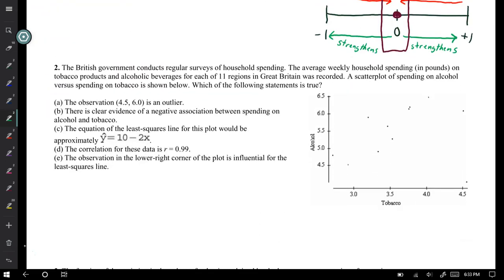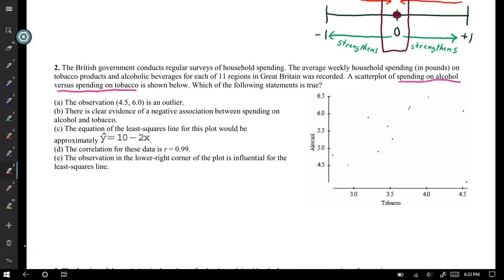Now look at number 2. The British government conducts regular surveys of household spending. The average weekly household spending in pounds on tobacco products and alcoholic beverages for each of 11 regions in Great Britain was recorded. A scatterplot on spending on alcohol versus spending on tobacco is shown below. Which statement is true? Let's pause.